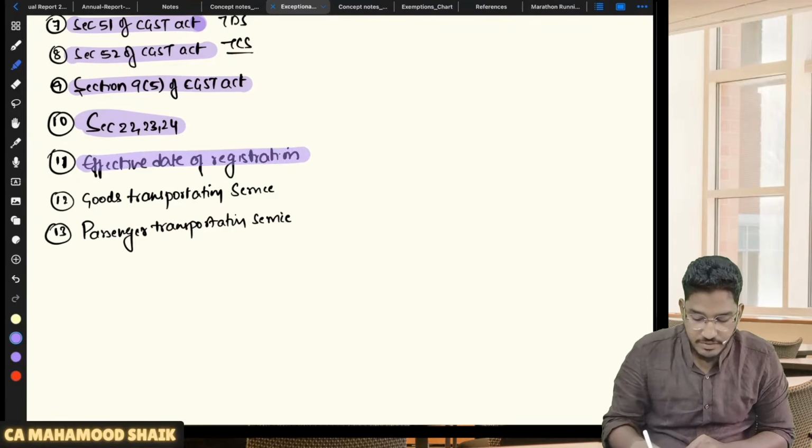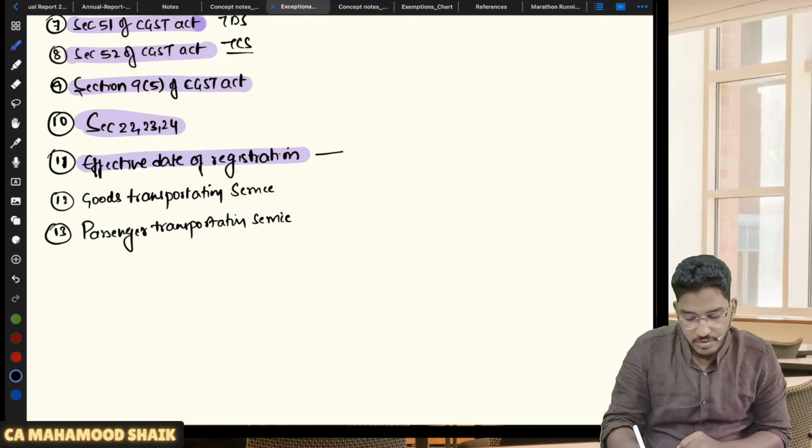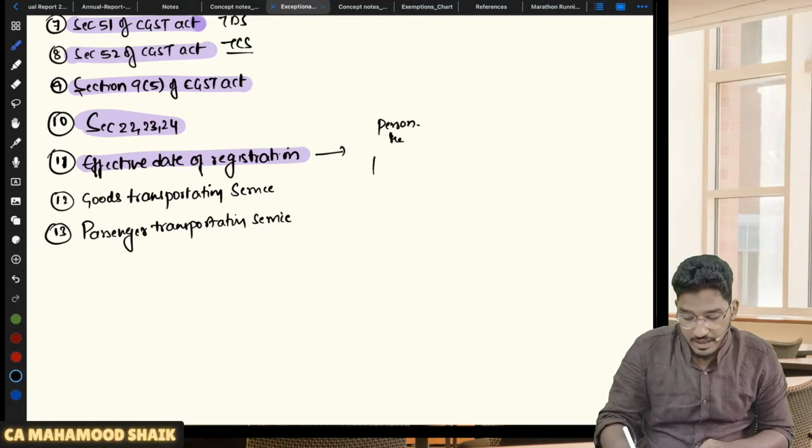Coming to the next part, effective date of registration. Sir, what will be the effective date of registration? This is also one such area which is very important, which will have connection with so many places. If you are a person liable for registration, I will write it here itself.